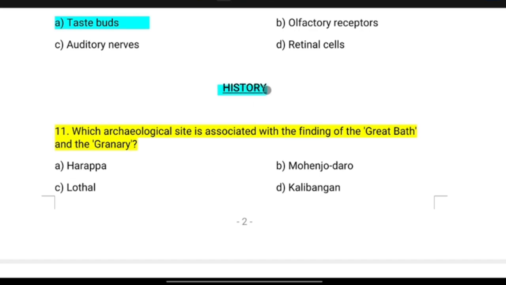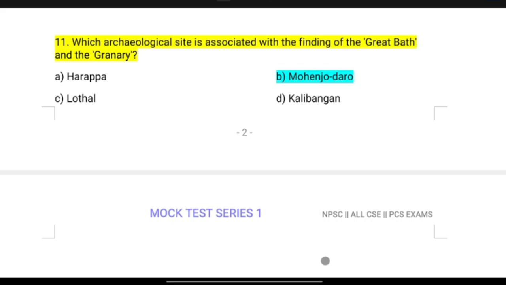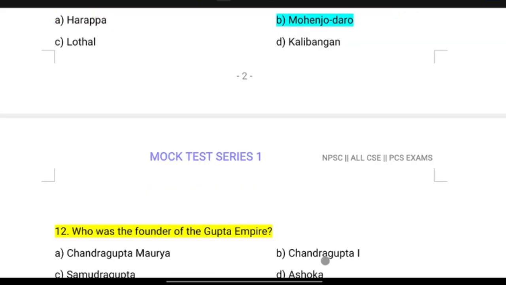Now second section. History. 11. Which archaeological site is associated with the finding of the Great Bath and the Granary? Answer. B. Mohenjo-daro. Explanation. Mohenjo-daro, located in present-day Pakistan, is known for its well-planned urban infrastructure and the discovery of structures like the Great Bath and the Granary.